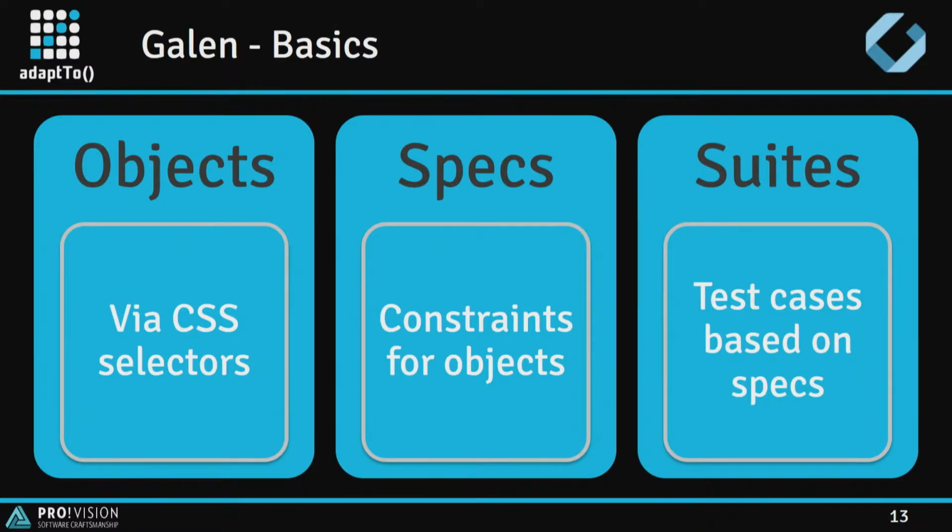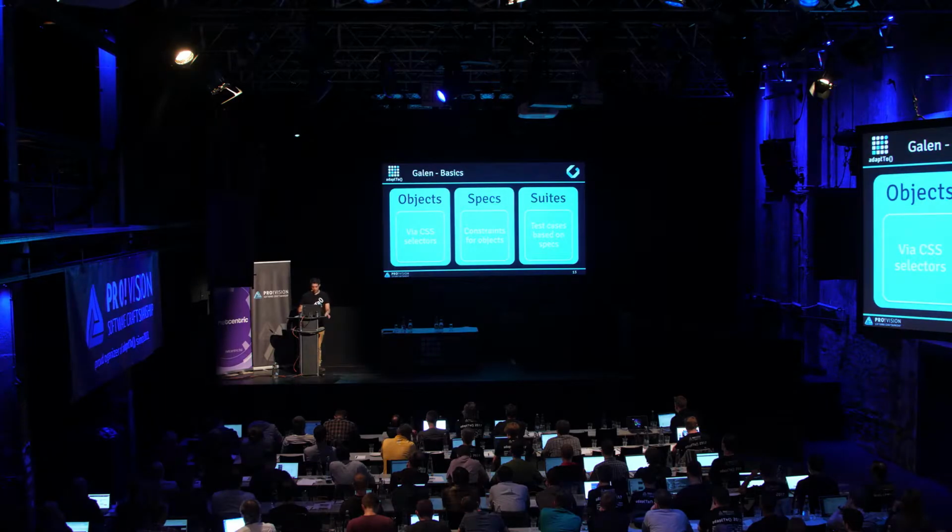So what you do is you define some objects by either XPath or CSS. We use CSS exclusively. Then you write specifications on those objects, like this one should be this wide above this. And then you can use those specifications in suites, which are basically test cases.